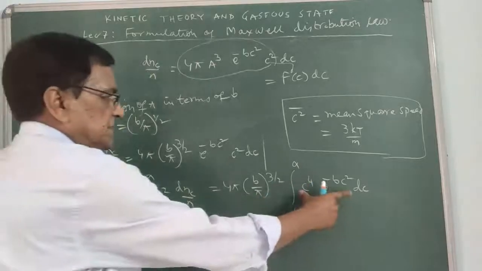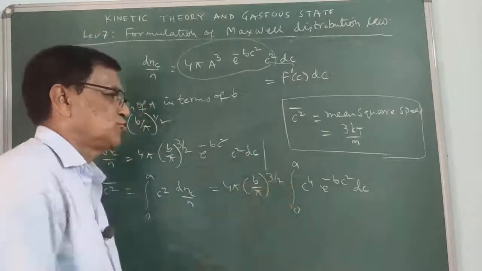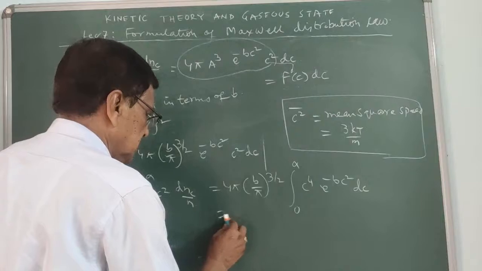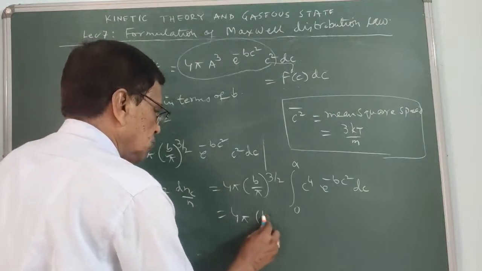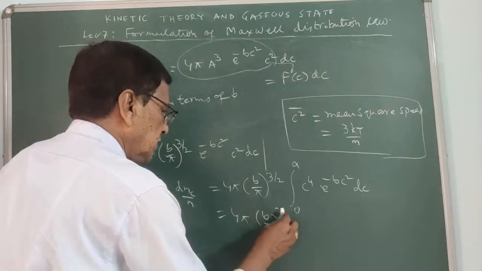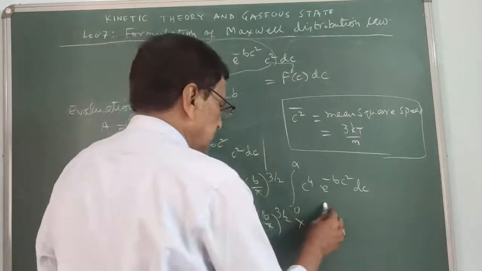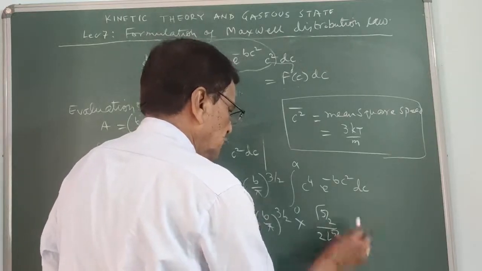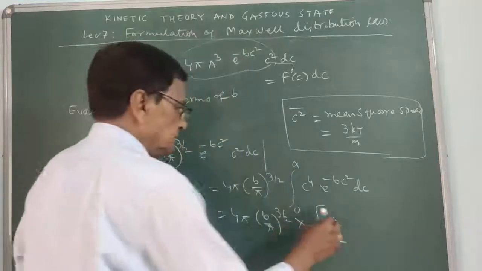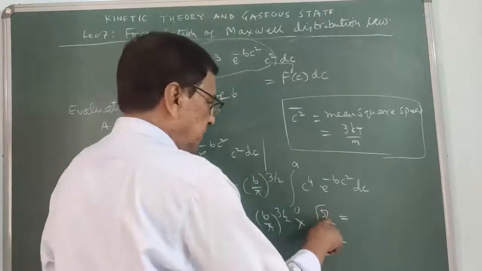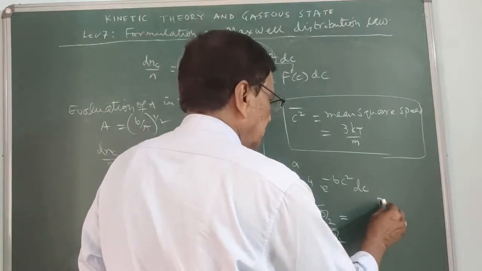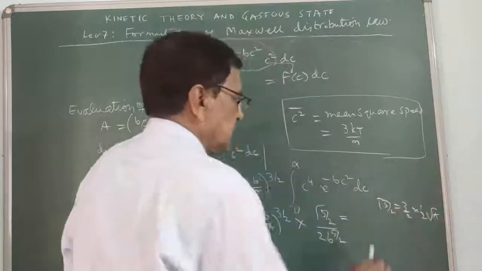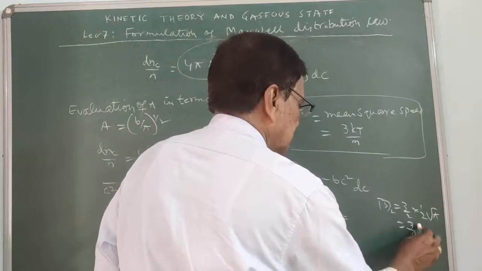And this integration again has to be done easily by use of the gamma function. Here n equals 4. So this is equal to 4 pi into b by pi to the power 3 by 2 into gamma 5 by 2 divided by 2 b to the power 5 by 2. And this value, gamma 5 by 2, equals 3 by 2 into half into root pi, that means 3 by 4 root pi.